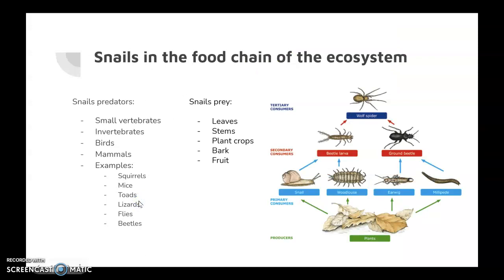Snails have many predators, which are mostly small vertebrates, invertebrates, birds, and mammals. For instance, squirrels, toads, lizards, flies, centipedes, and more. What these predators do in order to eat or kill a snail is to either crush it or make a hole in the shell in order to reach the organ meat. Snails consume leaves, stems, plant crops, bark, and fruits. Snails, seen as helpless as they are, actually have defense mechanisms like creating more mucus, retracting into their shell, living under rocks and plants, and more.